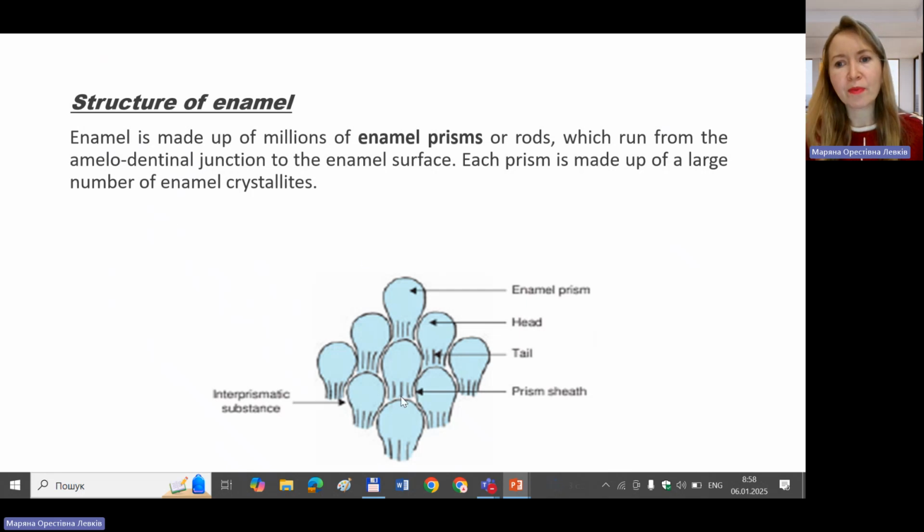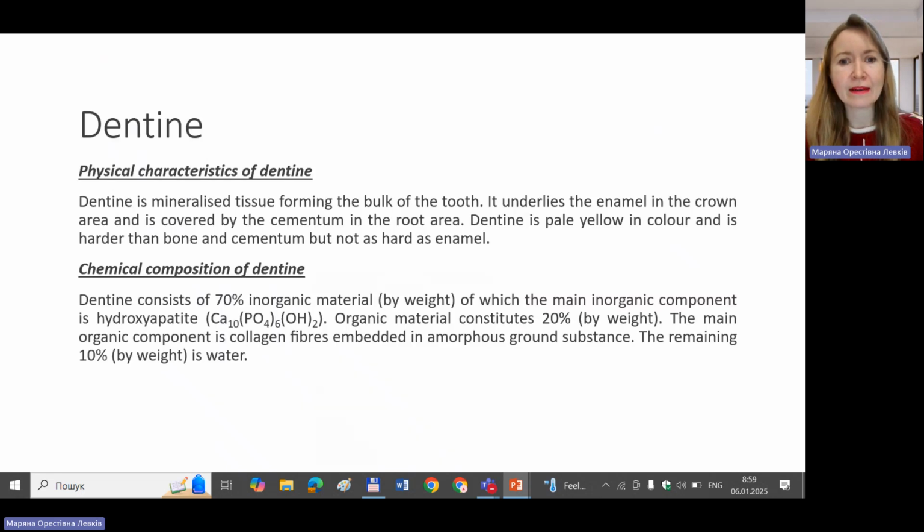Enamel is made up of millions of enamel prisms or rods, which run from the amelodentinal junction to the enamel surface. And each prism is made up of a large number of enamel crystallites. Dentine is a mineralized tissue forming the bulk of the tooth. It underlies the enamel in the crown area and is covered by cementum in the root area. Dentine is pale yellow in color and is harder than bone and cementum, but not as hard as enamel.